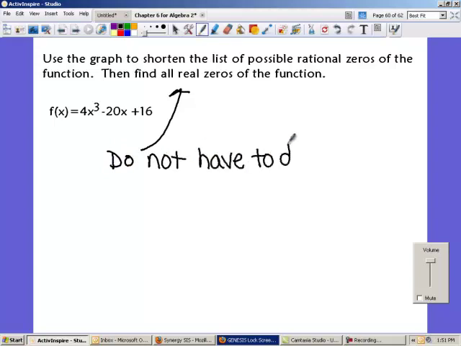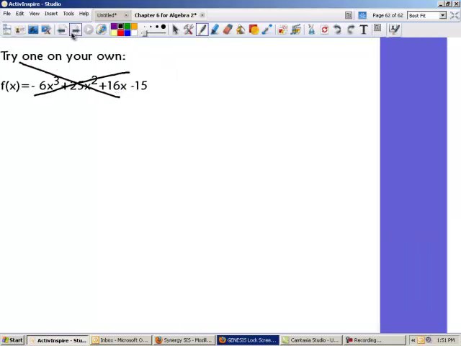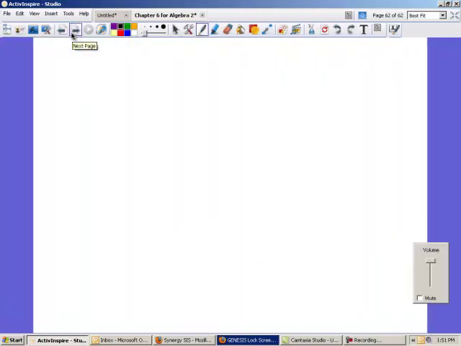And of course, if you watch the video, then you'll be happy because those who don't will not know this and be doing those problems. And this is just one to try on your own, but we are not doing these problems that say use the graph to shorten the list. So do not do. And that is all.